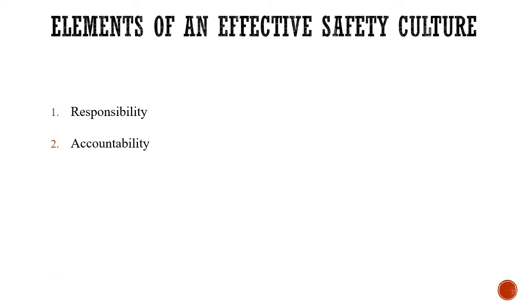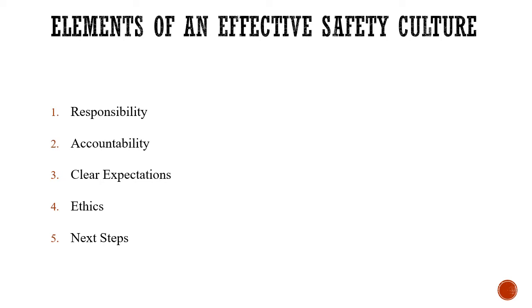Second one, accountability. The managers must be held accountable to lead by example each and every day. Third one, clear expectations. Safety expectations need to be set and communicated to every individual in the organization. Fourth one, ethics. The management or the organization should have certain ethical practices. That is, ethically driven management systems are important in developing safety culture.